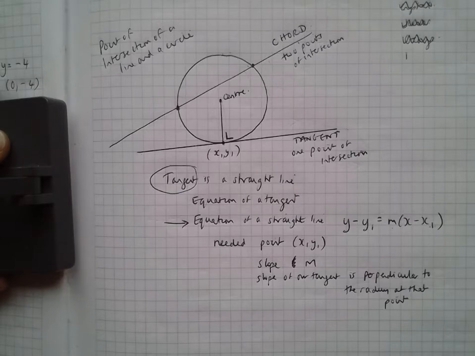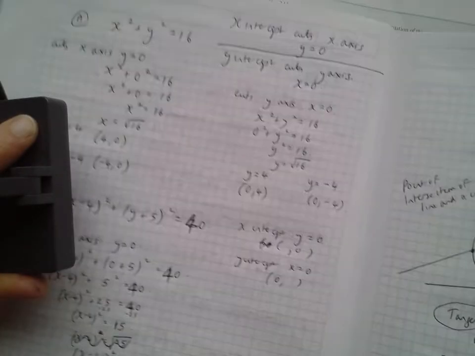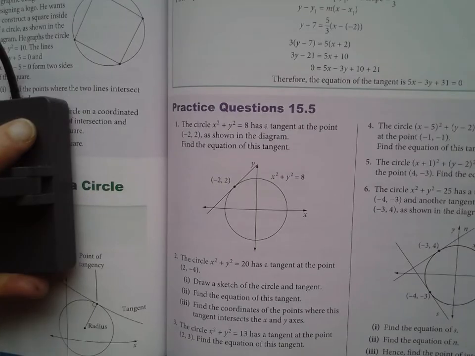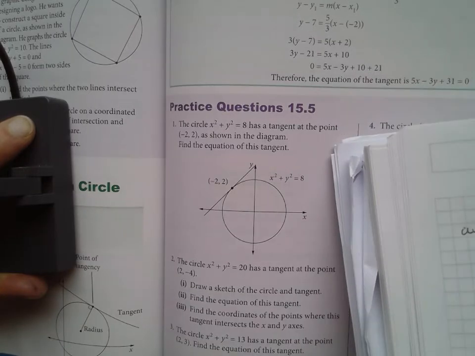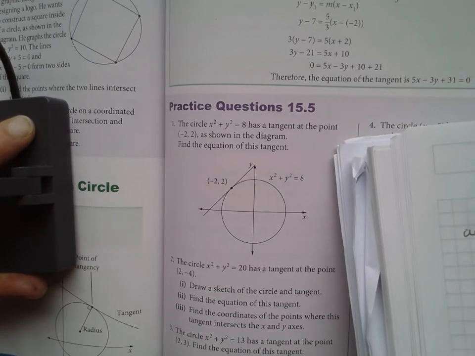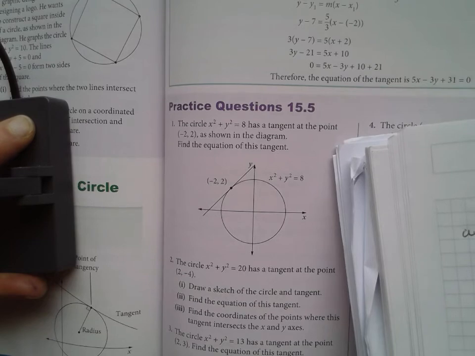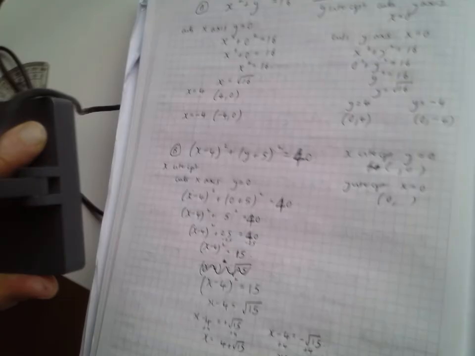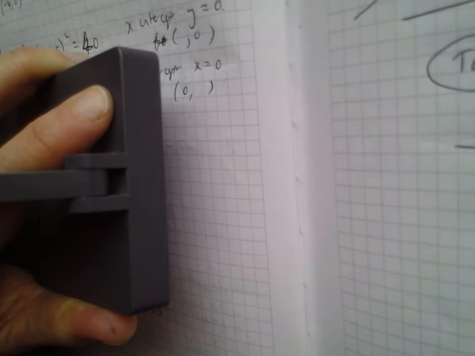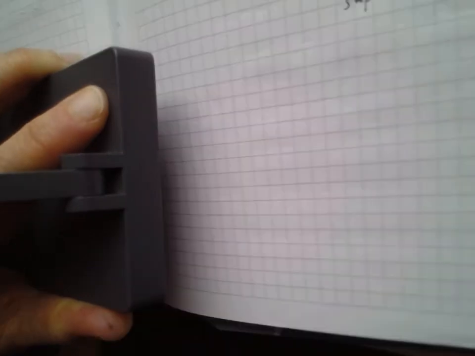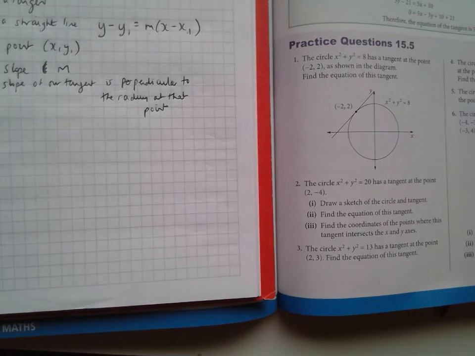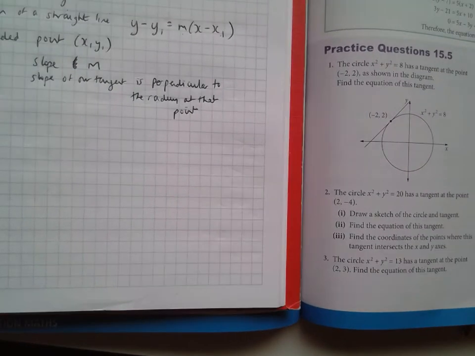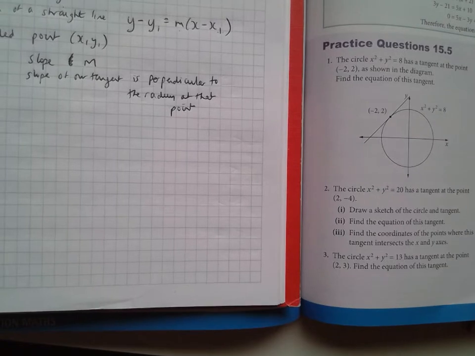Okay, so here is the circle x squared plus y squared equals 8 has a tangent at the point minus 2, 2. As shown in the diagram, find the equation of this tangent. So here's the good news, because I'll show you how you will get marks from now on. So there's my question. The equation of this circle that we're going to be doing, hopefully that's enough space. Now I'll try and work so that you can see the question as well as my work here.